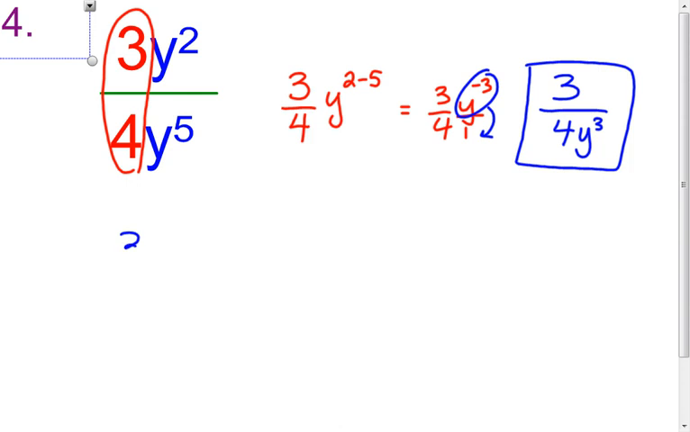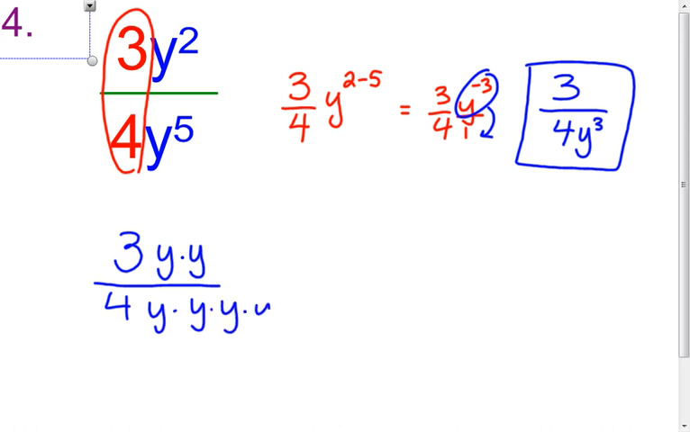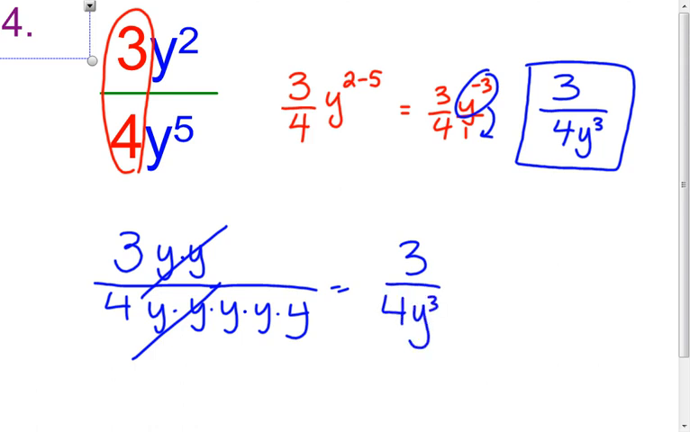Some of you will realize what I really have is 3y squared over 4y to the 5th, which is like that. And then you'll go, ooh, I can cancel 2 of those with 2 of those. That leaves me with no y's on the top, and I will have 4y cubed on the bottom.